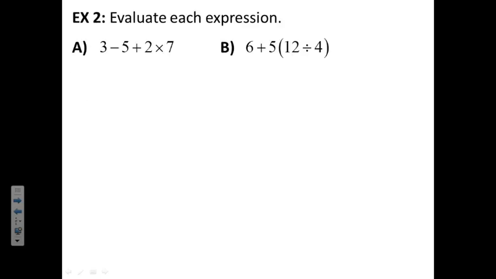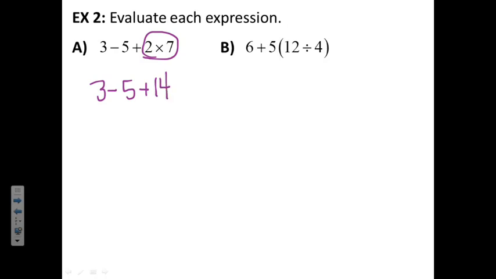Okay, on example 2, we're going to evaluate each expression. And I'm going to make you do this the long way. I know it's kind of tedious, but I think if we do it the long way, you're more likely to come up with the right answer. So we're going to look at this and determine what we do first. We've got a multiplication, so we're going to do that first. So I go 3 minus 5 plus 2 times 7 is 14.